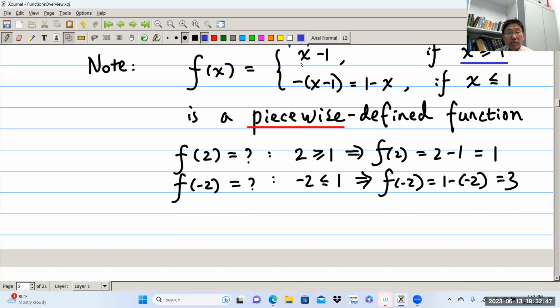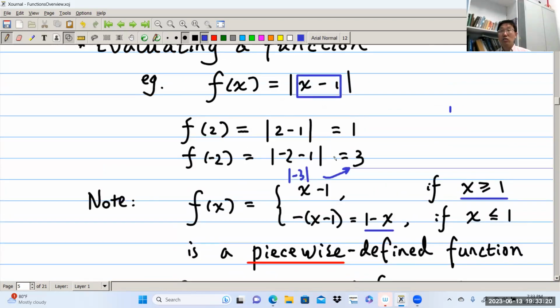Then you need to use this x minus 1, use this piece to evaluate this function. Clear? So then you say, because 2 is greater than or equal to 1, f of 2 would be 2 minus 1. If I ask you to evaluate f at negative 2, now negative 2 is less than 1, right? So which piece do you want to use now? You need to use 1 minus x to evaluate this function, because now my input is less than 1. So f of negative 2 is 1 minus negative 2, you get a positive 3, which is, of course, consistent with this evaluation here.